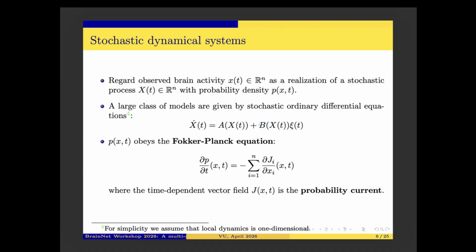So if you have a system of this form, the dynamics of the probability distribution is described by a Fokker-Planck equation. And that's a partial differential equation for the probability density. So here you see the rate of change of the probability density with respect to time is the sum of the partial derivatives of a function J. And this function J is called the probability current.